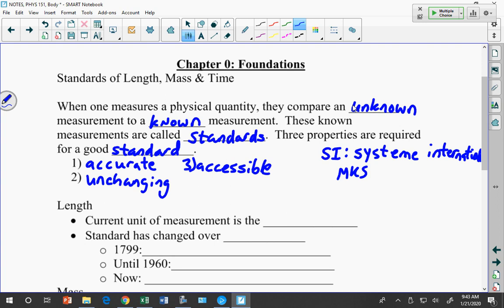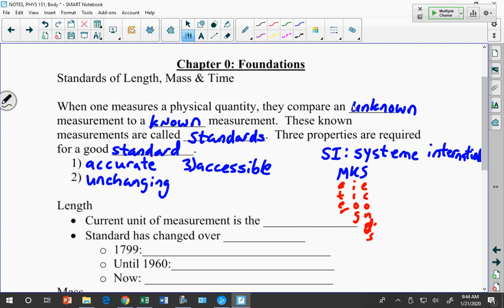No, not mass. Meters, right? So they're the units for each of those. Meters, kilograms, and seconds. Those are the units that we'll use for length, mass, and time. In contrast, let me write that down. So you have meters, kilograms, and seconds.